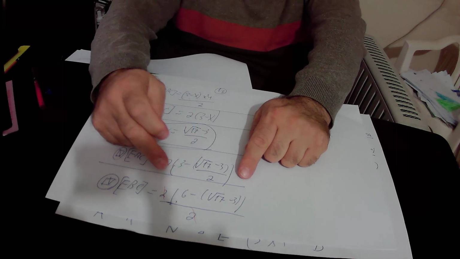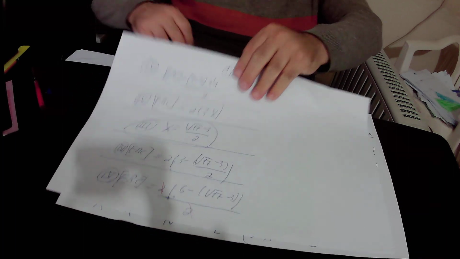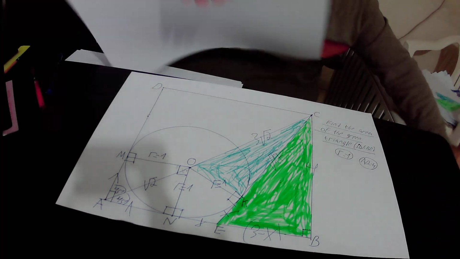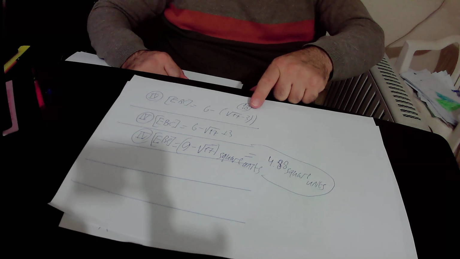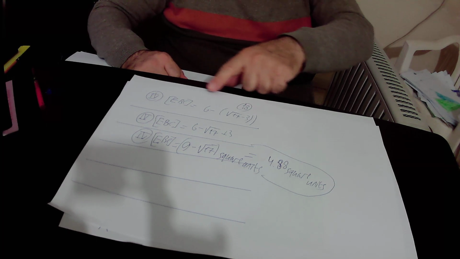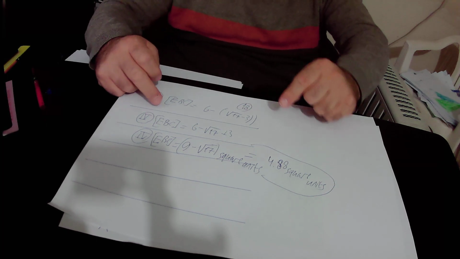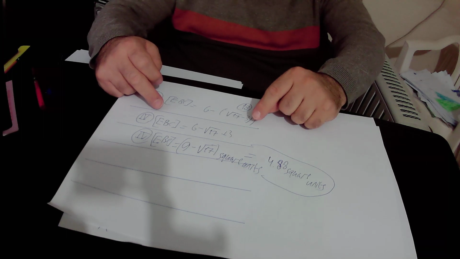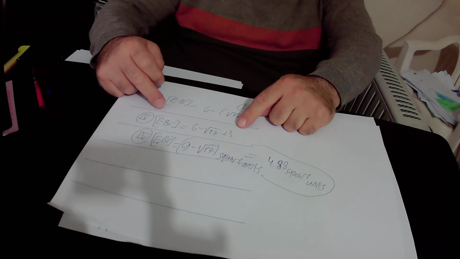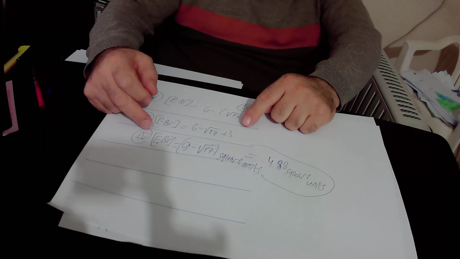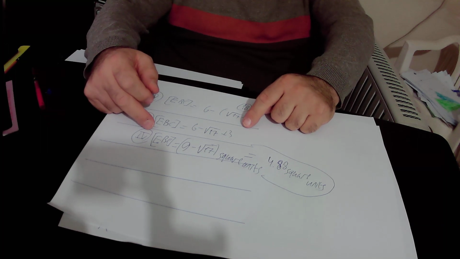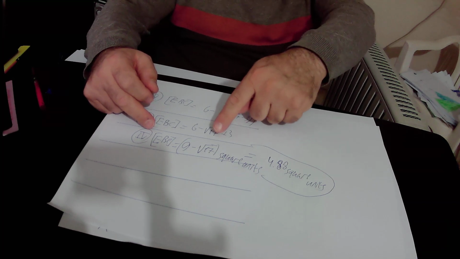2 over 2 is 1, so the 2 will get cancelled, and in conclusion we got that the area of the green right triangle, triangle EBC equals 6 minus the quantity square root of 17 minus 3. We open the brackets on this equation, equation number 4, and we got that the area of the green right triangle, triangle EBC equals 6 minus square root of 17 plus 3. So we got that the area of the green right triangle, triangle EBC equals 6 plus 3 is 9 minus square root of 17 units.